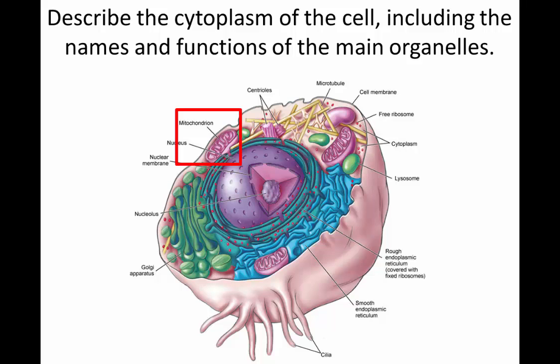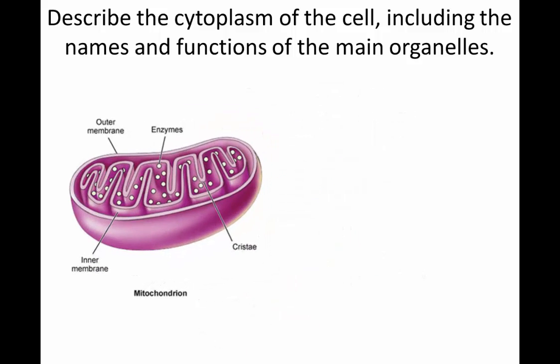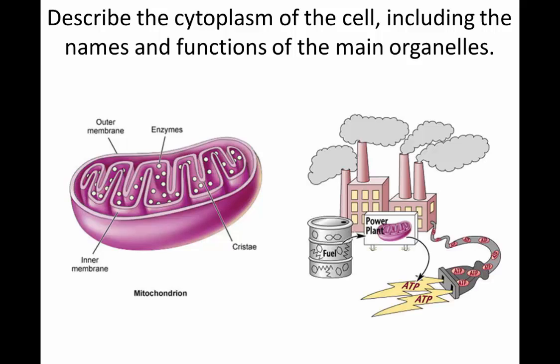So let's start here with the mitochondria. Taking a closer look at the mitochondria, it has this structure here where it actually has two membranes. It has an outer membrane and an inner membrane, and then there's all kinds of twists and turns in the inner membrane that make sort of finger-like projections, and we call those cristae. Inside the plasma membrane, there are various enzymes that play a role in the mitochondria's main function for the cell, which is ultimately energy production.